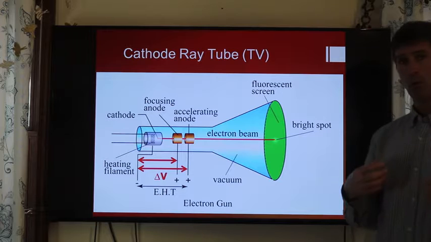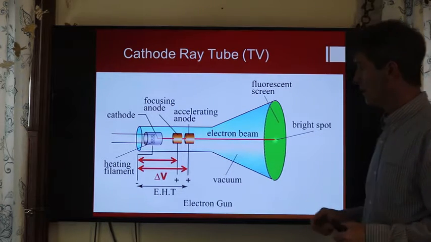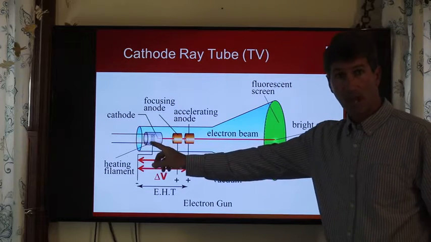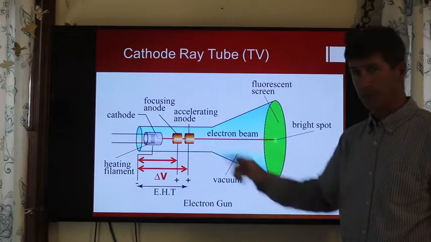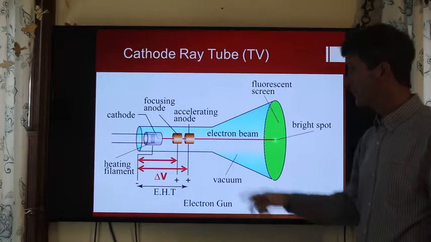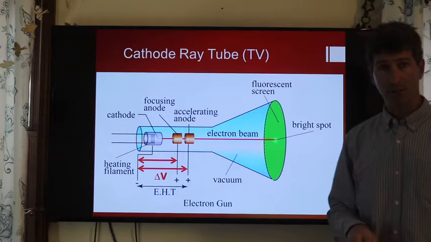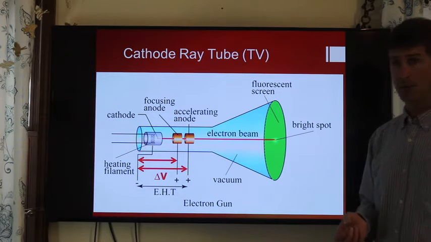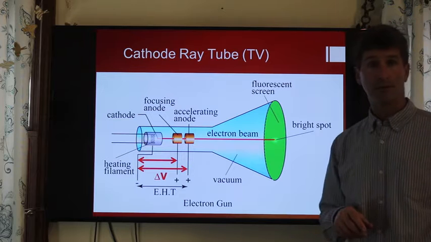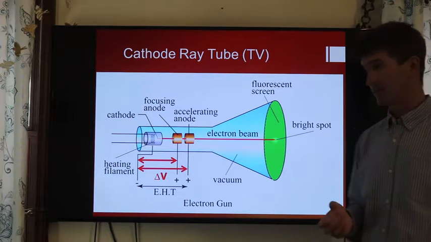So once again, we're adding energy to these electrons. They leave the filament, they have a higher potential energy and a lower potential energy. That potential energy is turned into kinetic energy that accelerates the electron beam. The electron beam hits a fluorescent screen, the screen is phosphorus, and that'll convert the energy from the electron, the kinetic energy from the electron, into luminous energy.